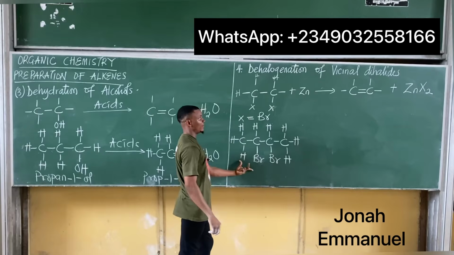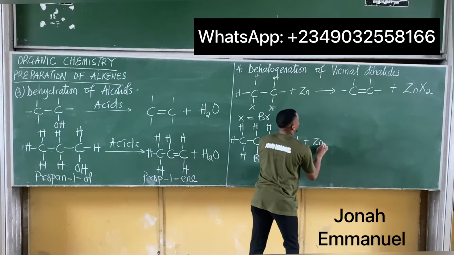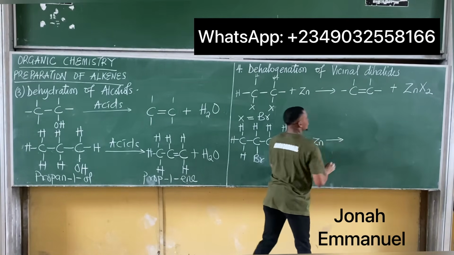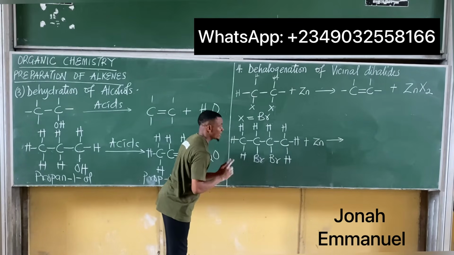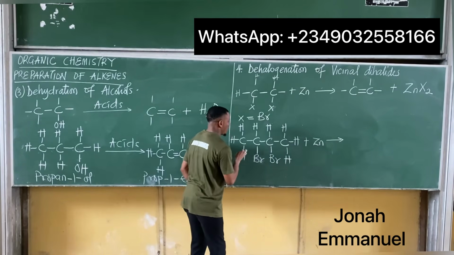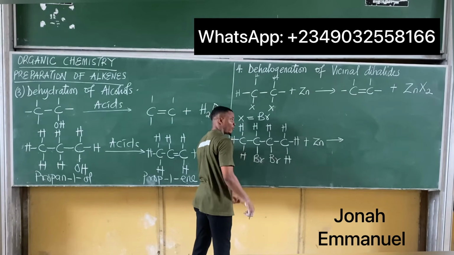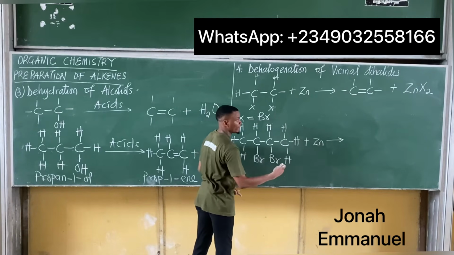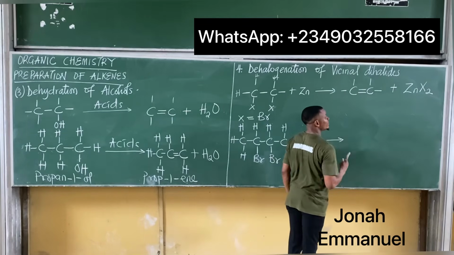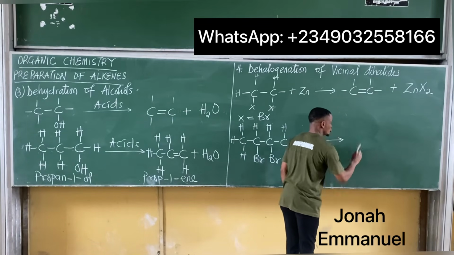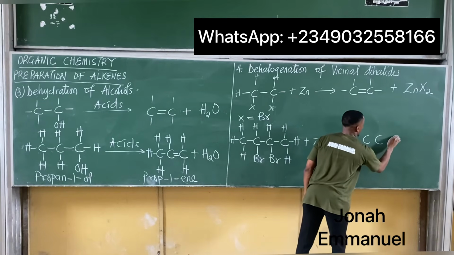I have this compound. Moving on, plus I have Zn into this. Don't forget, I'm expecting a corresponding answer. By corresponding, I mean if I have 4 carbon here, I must also have not less than 4 carbon and not more than 4 carbon. So a 4 carbon structure here will give you another 4 carbon structure here: 1, 2, 3, and 4.